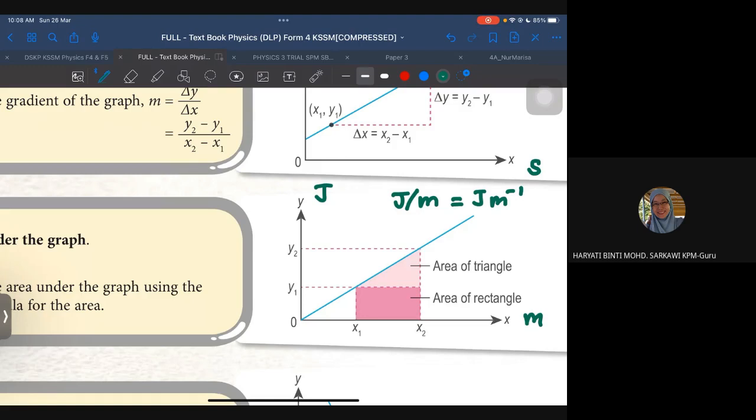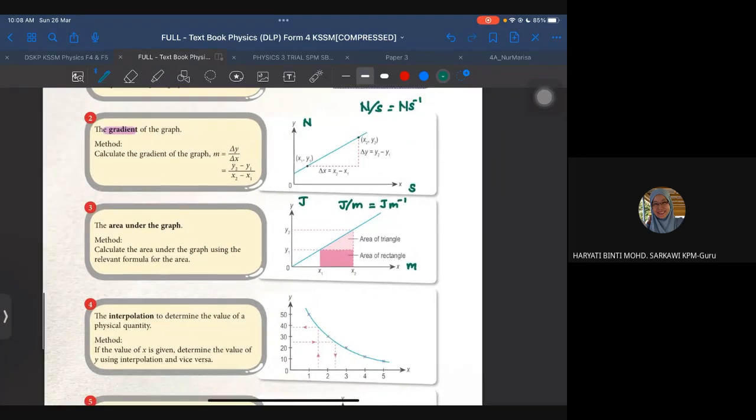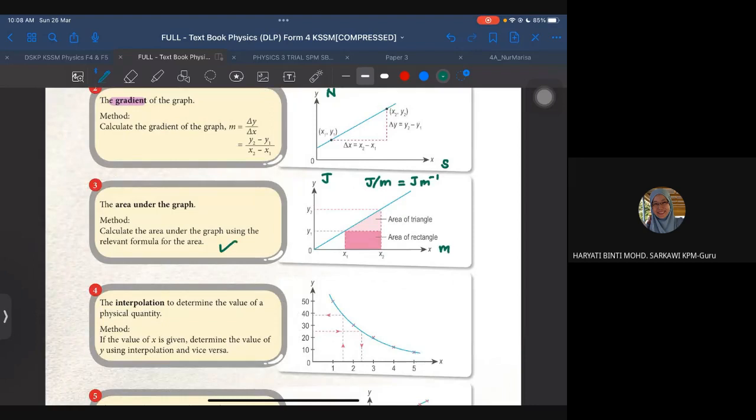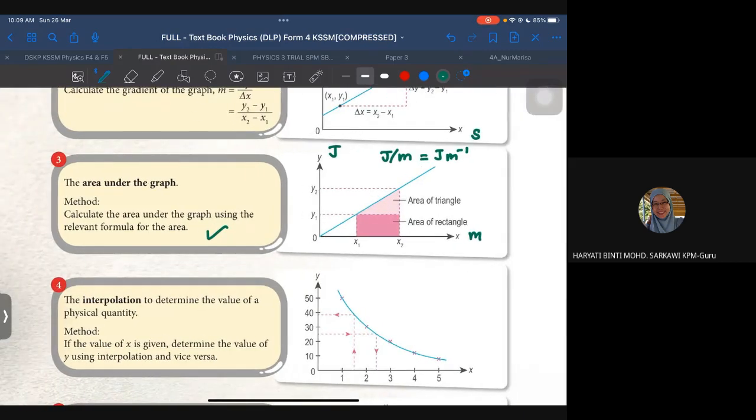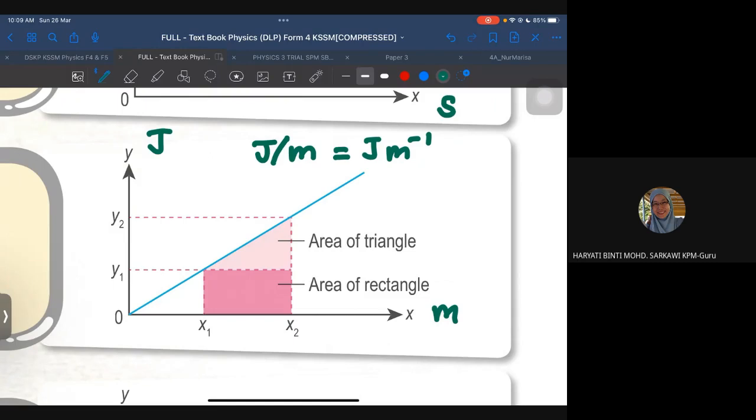Clear? Gradient is divide. Area, the unit is times. Calculate area using the relevant formula of the area. This one we covered already. But for this graph, if you want to determine the area, what would be the unit for the area? This graph is joule meter. This is the unit for the gradient. Area?